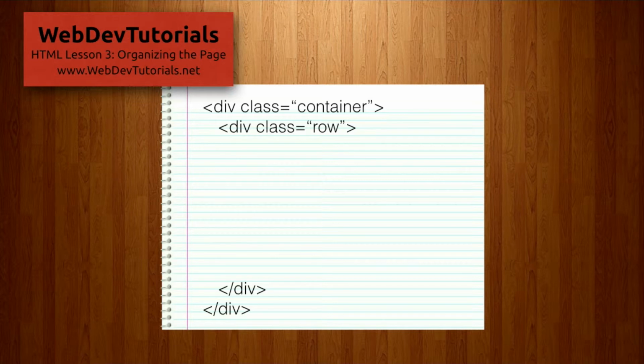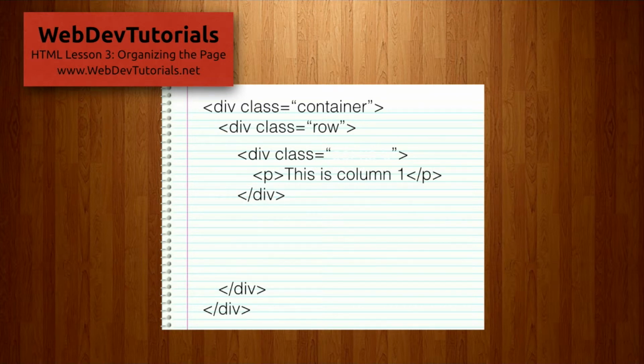Now, we have 12 columns that we can use however we'd like. 12 is a nice number because it is divisible by 1, 2, 3, 4, and 6. Let's say we want to make 2 columns. To do this, we'll construct our division as follows. COL for column, -xs-6 to use 6 out of our 12 columns.